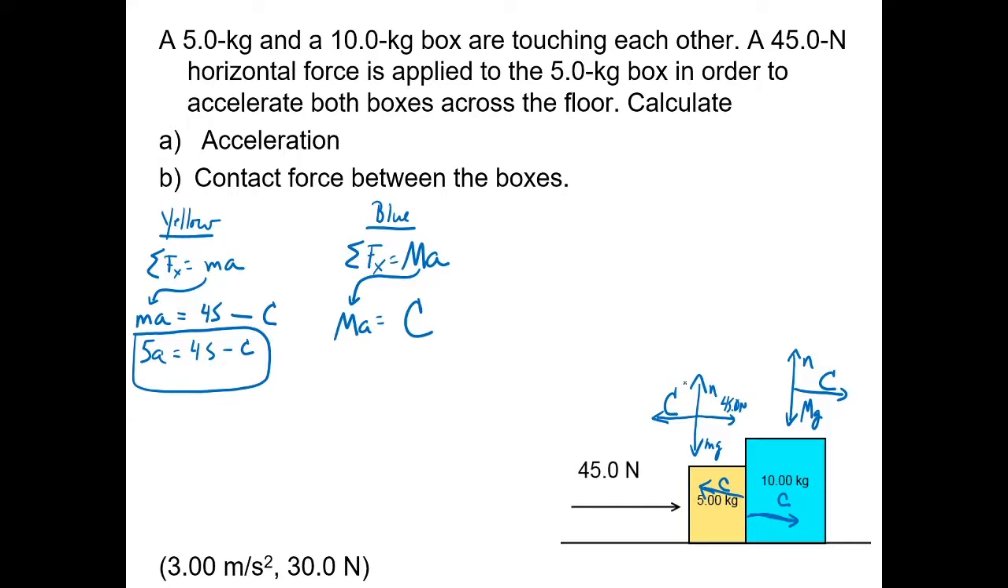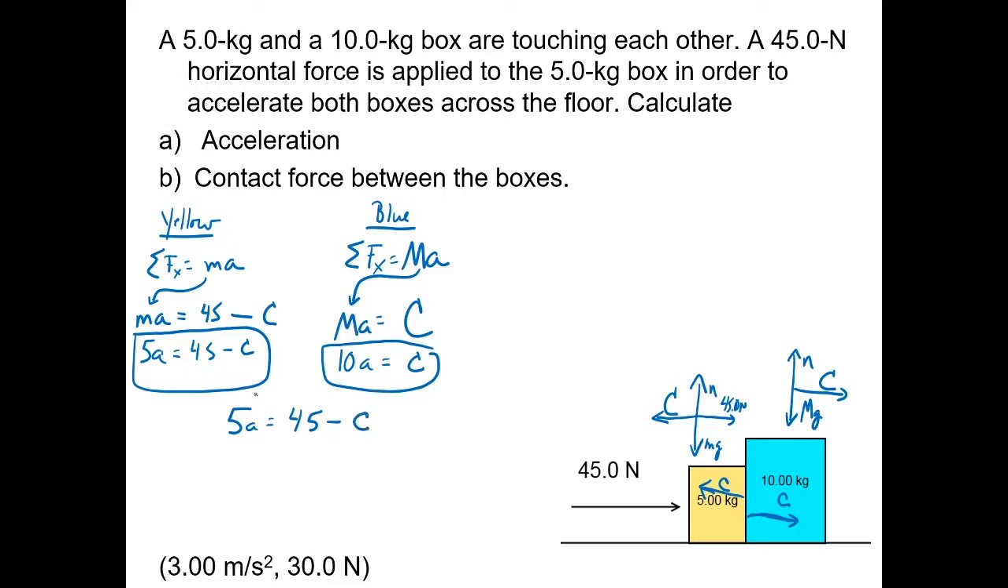You say, well, what about the y? You could almost just pretend they don't exist or put your fingers over the normal and the mg. So MA is 10, and there's the contact force. And we can't do anything more with that equation either because there's two variables. But we have two variables and two equations, so we can use systems of equations.